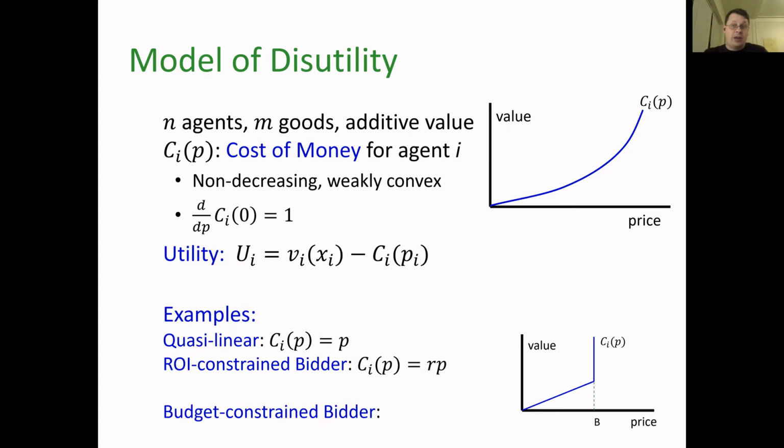We can also handle hard budget constraints by imagining a cost function that is the identity function up to some value b, after which it shoots up to positive infinity. Okay, and we can imagine capturing soft budgets and things like that as well, and more generally arbitrary convex curves.